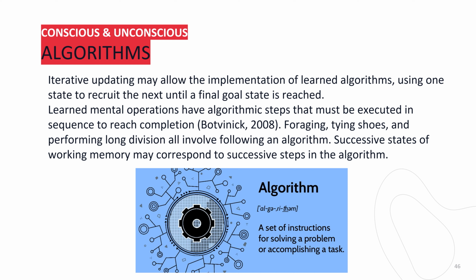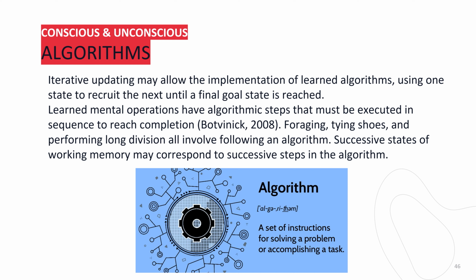Iterative updating may be instrumental in implementing learned algorithms because virtually every step of an algorithm refers to the preceding and subsequent steps in some way. A newly updated item would correspond to an action or mental operation needed in the next step. For example, multiplying two two-digit numbers may be a mental calculation that involves a series of System 1 impulses coordinated to implement a learned pattern of algorithmic steps.